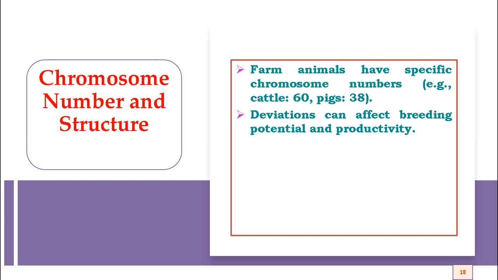Usually, the chromosomes should be equal in number and size, especially in case of the male or the parent. So the farm animals have specific chromosome numbers; in case of cattle it is 60 and 57, then pigs 38. Then these deviations can affect breeding potential and productivity, which is originally evaluated in the natural way.